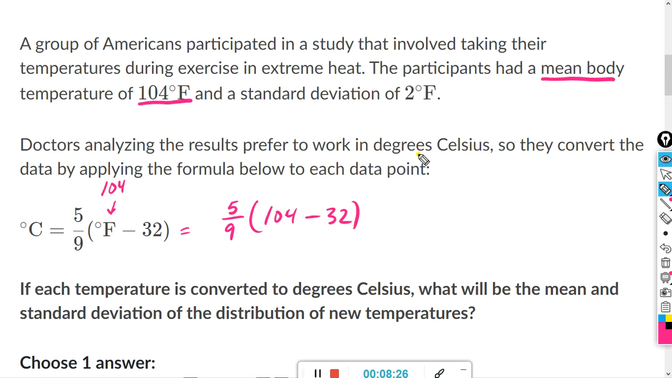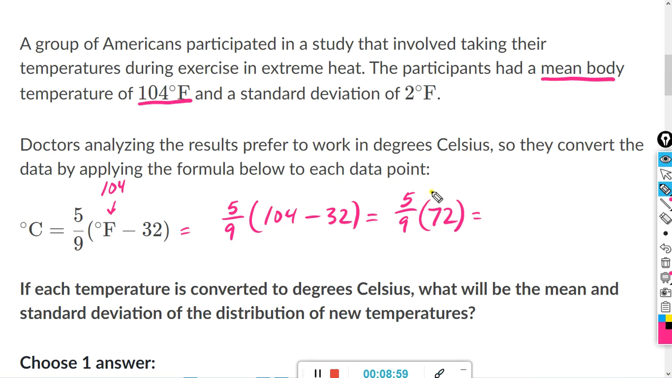All right, we said for the mean, when you add or subtract, it changes the mean, and when you multiply or divide, it changes the mean. It changes it by exactly how much you're adding or subtracting and by how much you're multiplying or dividing. Okay, so all you have to do is plug it in to the formula. So this is going to be 5/9, and 104 minus 32 is going to be 72.